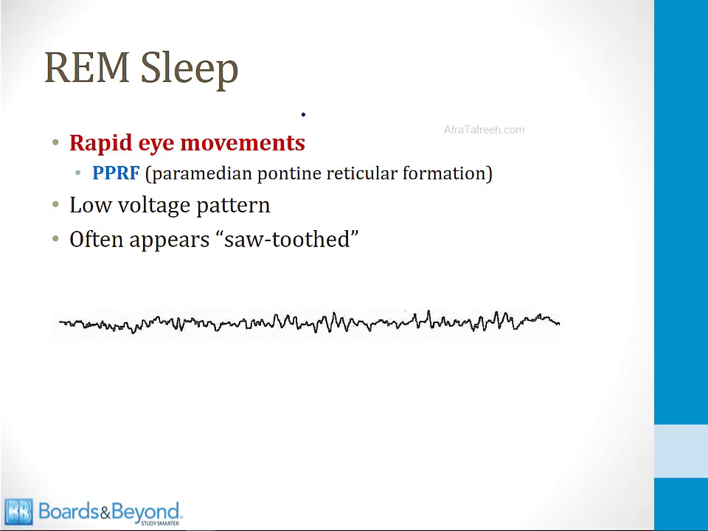And then finally, you enter REM sleep. REM stands for rapid eye movements, and it gets its name because during this phase of sleep, your eyes bounce back and forth. The part of the brain that coordinates this is the PPRF. This is the paramedian pontine reticular formation.